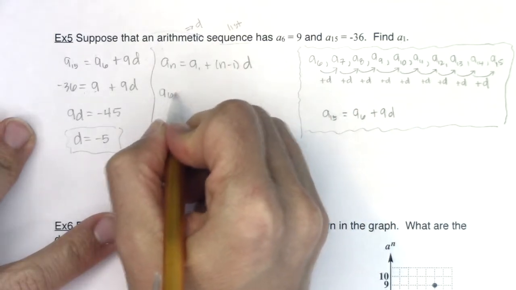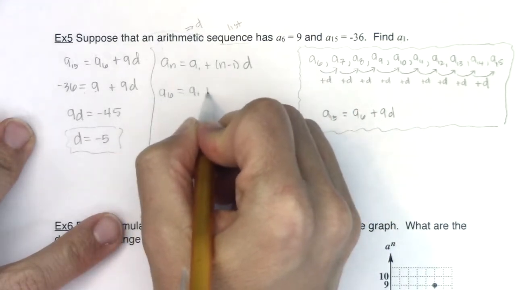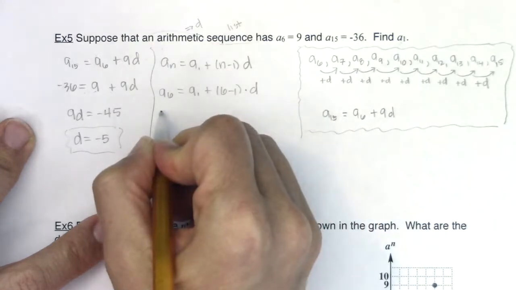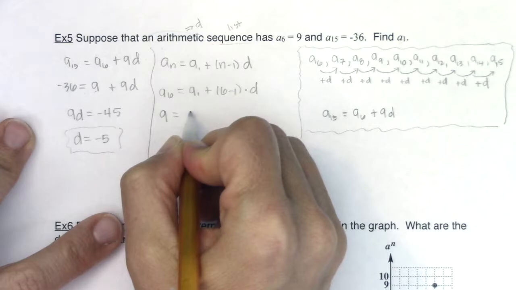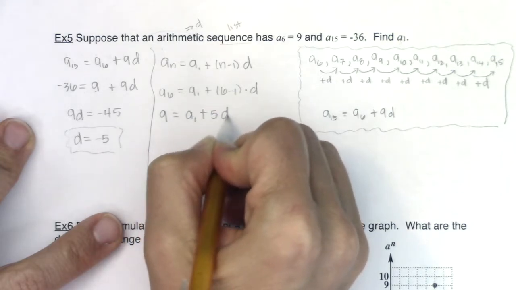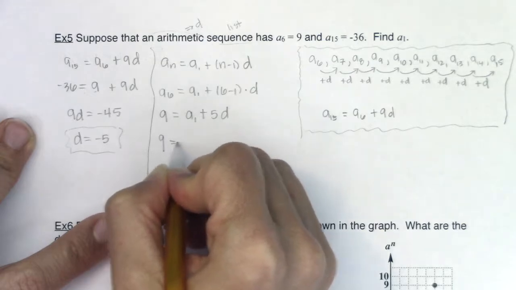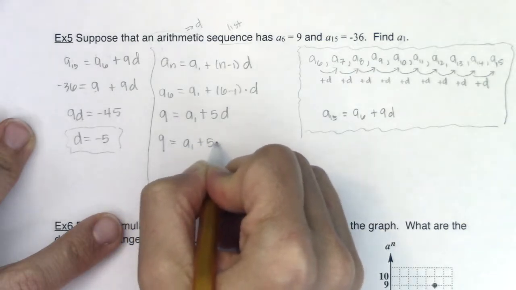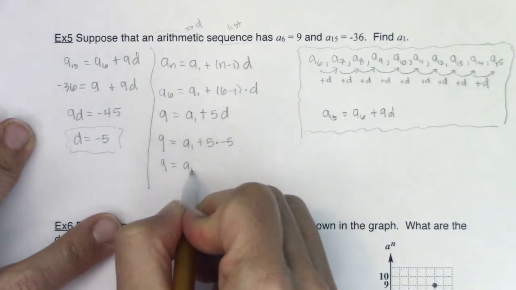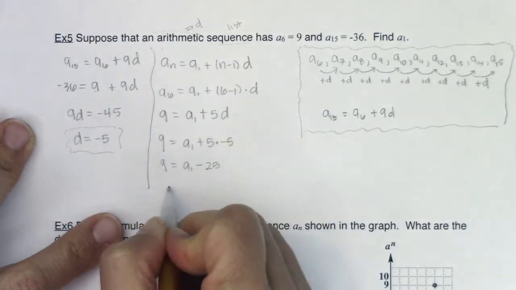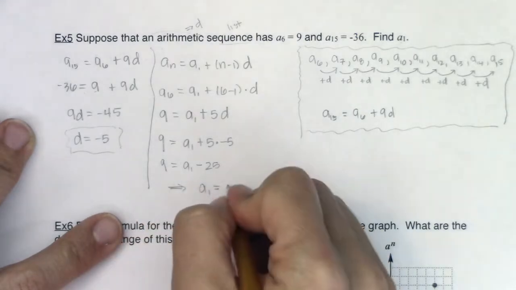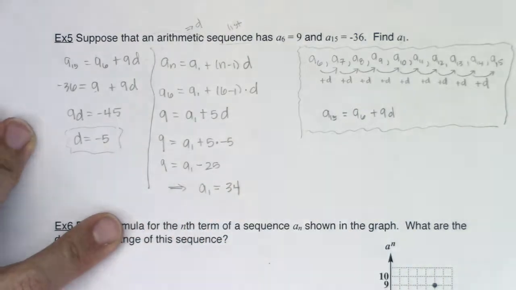So I know a sub 6 will be equal to a sub 1 plus 6 minus 1 times d. So I know 9 will be equal to whatever a sub 1 is plus 5d. So 9 will be equal to a sub 1 plus 5 times negative 5. So 9 will be equal to a sub 1 minus 25. And when I solve for a sub 1, when I add the 25 over, I'm going to get 34.